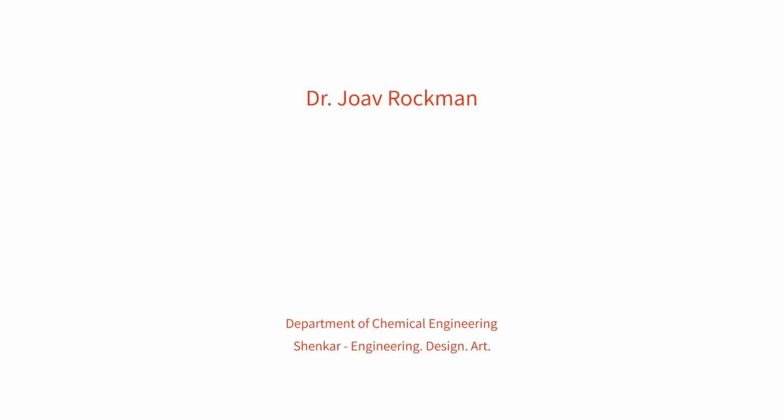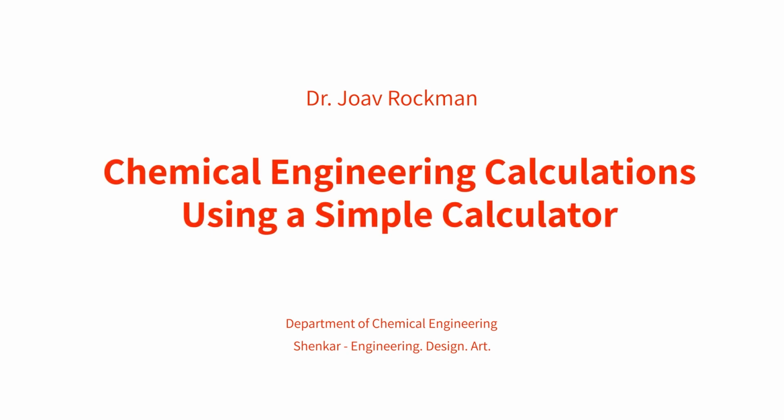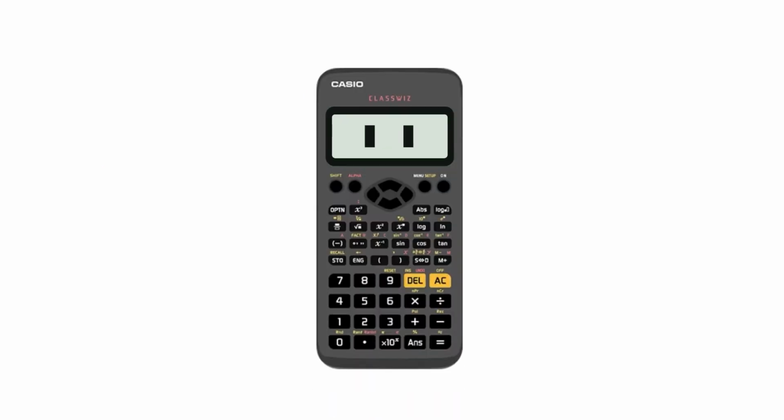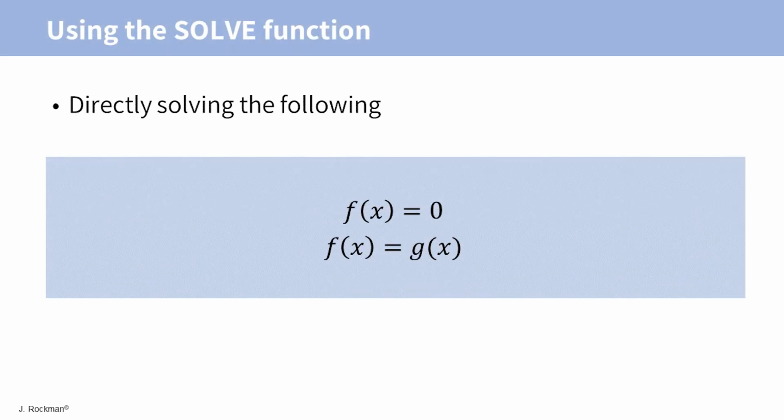My name is Yoav Rockman, and here's another short video on how to perform chemical engineering calculations using a not-so-simple calculator. Today we're going to use the calculator's powerful internal solve function to quickly solve a single variable equation. We'll use a previous example I talked about for two expressions solved in series using successive substitution, where we added heat to ammonia to calculate the final temperature.